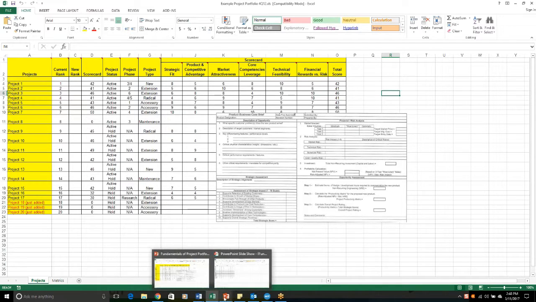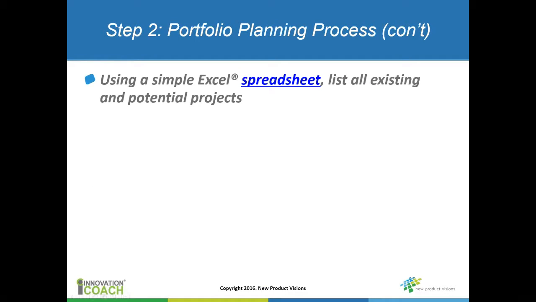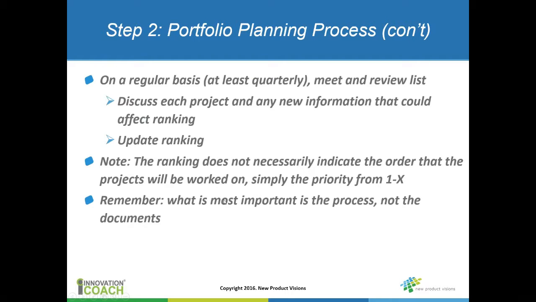Okay, so with that, now you've got a rating of all the projects, and on some regular basis, probably at least quarterly, you want to meet and review that list. You're going to discuss all the projects and any new information that could affect that ranking, and then you're going to update that ranking. Now, you want to note that the ranking doesn't necessarily indicate the order in which the projects are going to be worked on. It's simply a priority from 1 to X, because now it's going to flow into the next step, which is really to line these priorities up with the resources.